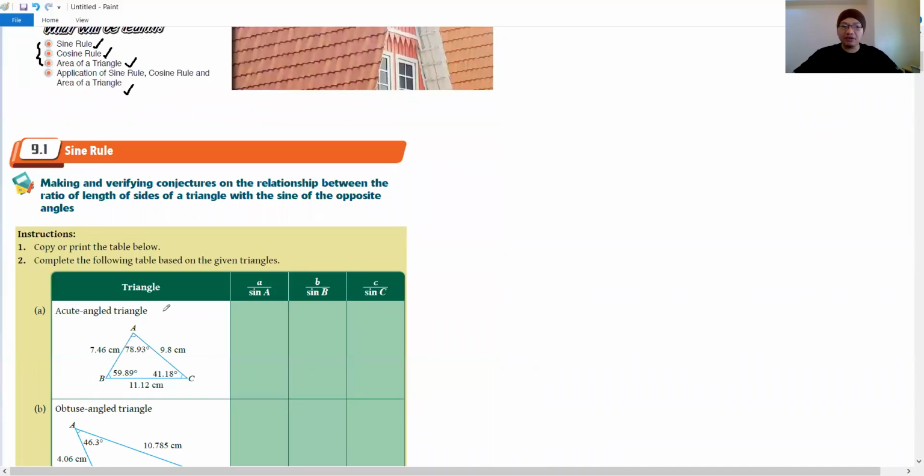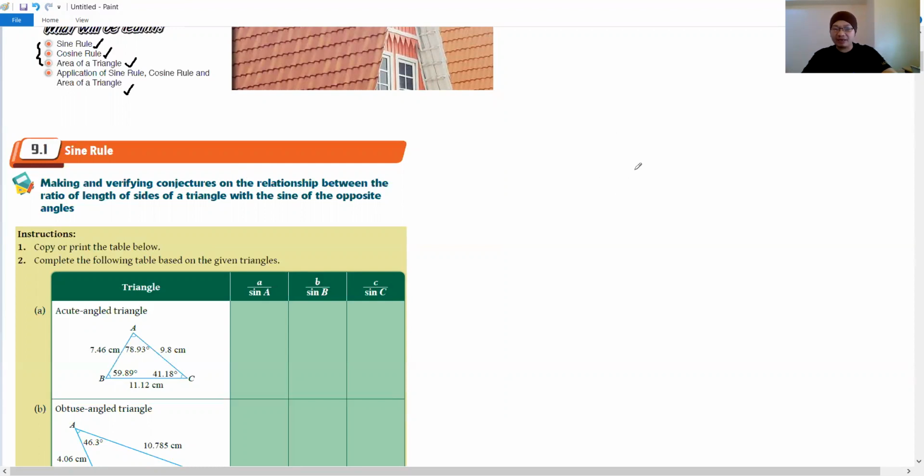If you look at your textbook, sine rule 9.1 here, it talks about making and verifying the conjecture on the relationship between the ratio of the length of the sides, and so on. Actually, to understand the sine rule is very easy.